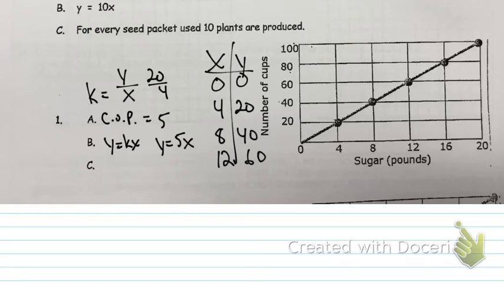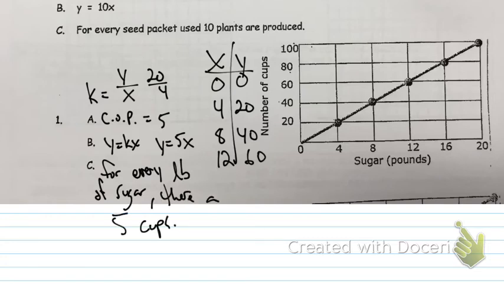So I have a question. And here's what this means in context, because this is where it gets really important. For every pound of sugar, there are 5 cups. Which is cool because this is a statement that almost gives situational context, right?